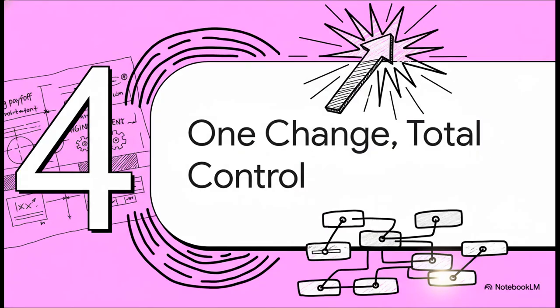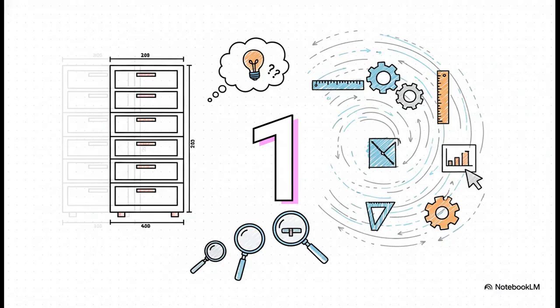Okay, and now for the big payoff. We've built our model the smart way, using parameters. So let's see what happens when we want to make a pretty big change to it. So, how many different sketches do we need to edit? How many parts do we have to manually resize to totally change the layout of this cabinet? What do you think? The answer is one. Just one. We only need to change a single number.